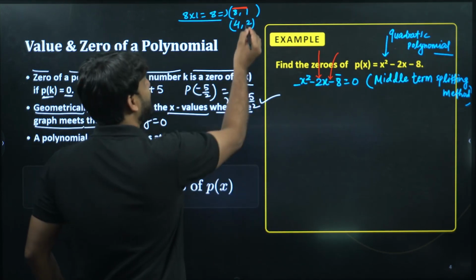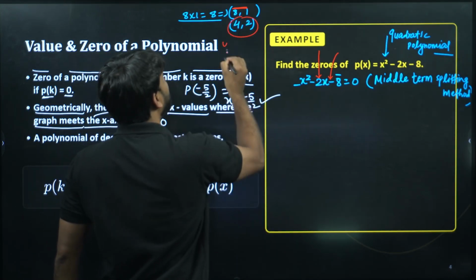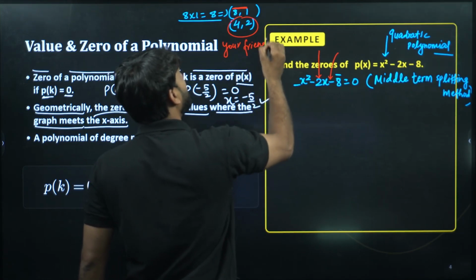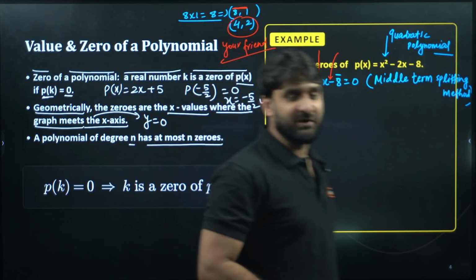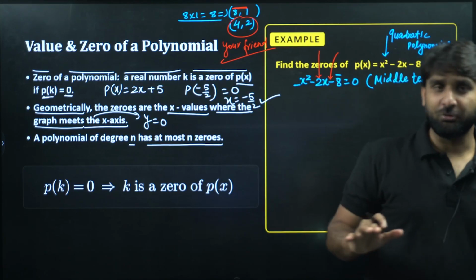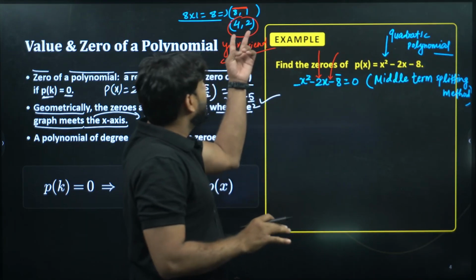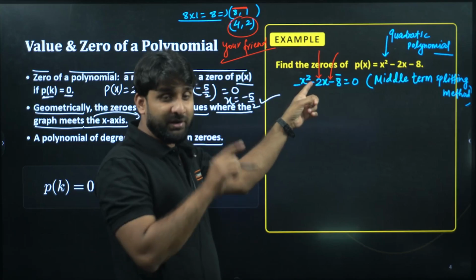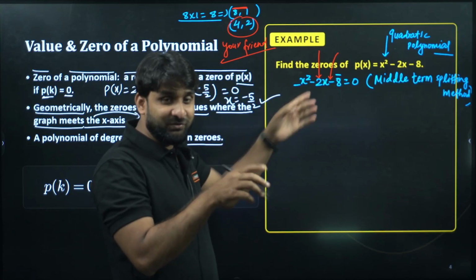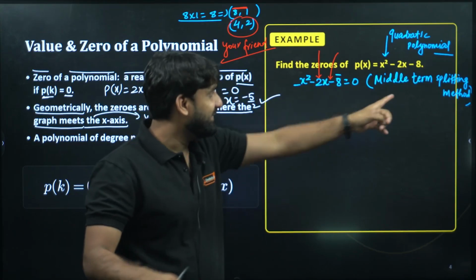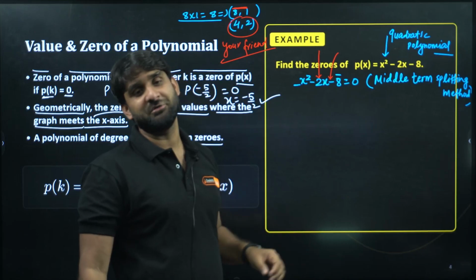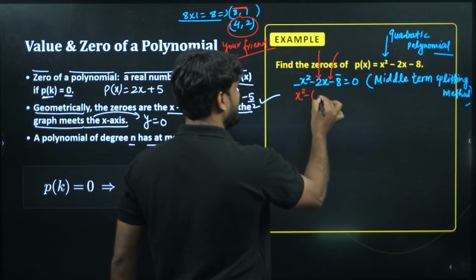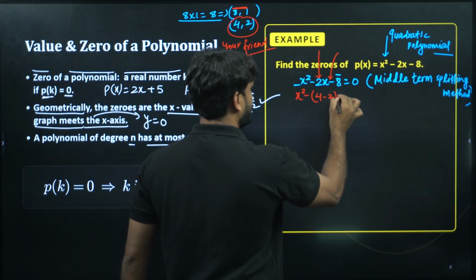So this bracket is your friend. This bracket is your friend. I hope every 10th class student is now feeling confident. Any problem for anyone? So 4 and 2 are your friends. At the place of 2, you can write 4 minus 2. So we have split 2 into 2 parts, and that's why this is called the middle term splitting method. So we can write here x square, and this 2x can be written as 4 minus 2x.